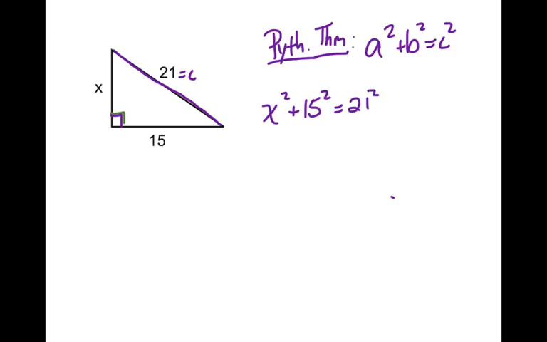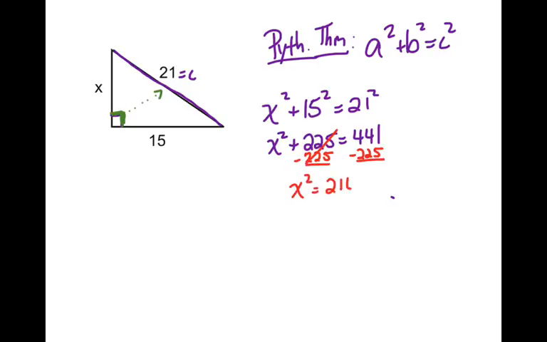And how you know which one is c is, find your right angle and go across from there, that's going to be your c. So 21 is your c. So x squared plus 15 squared equals 21 squared. And then just do the math. 15 squared is 225. 21 squared is 441. Subtract 225 from both sides. And then take the square root of 216.